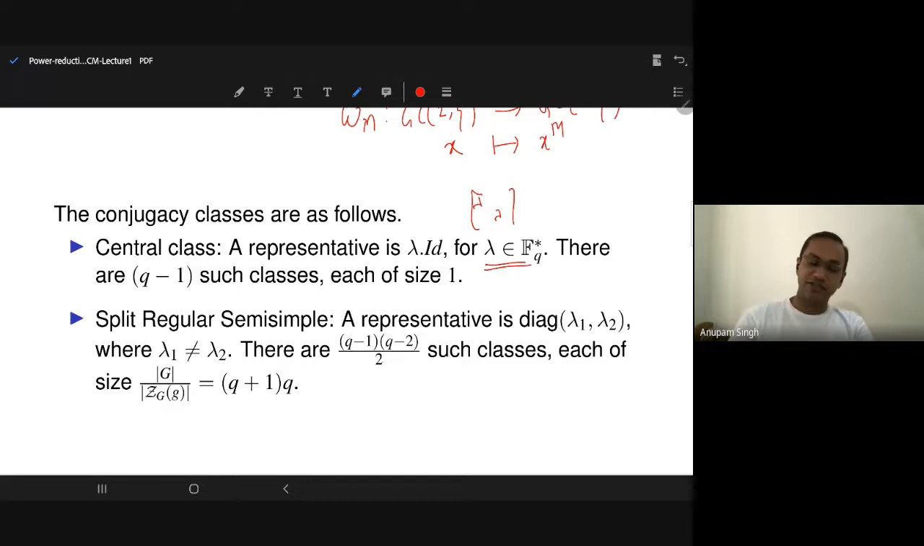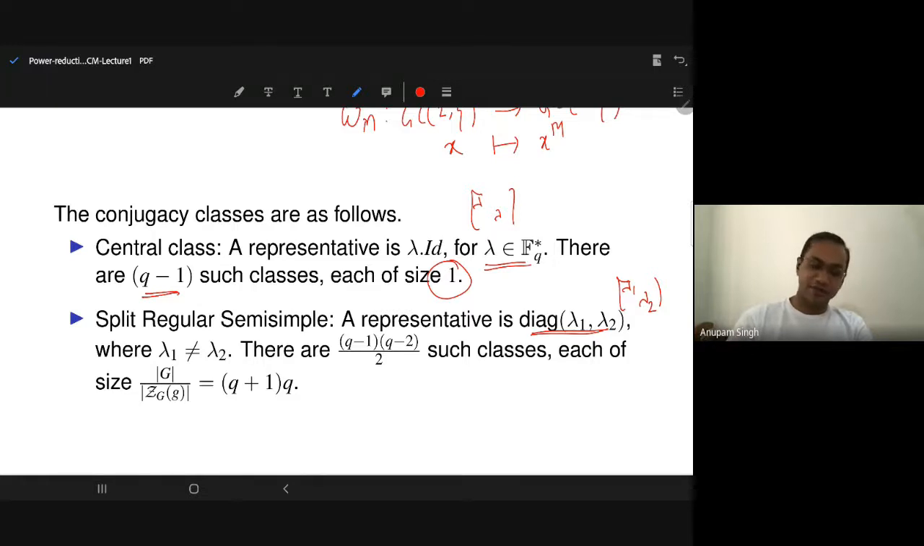And how many such classes are there? As many as non-zero elements, so there are q minus one such classes. What is the size of each class? Because these are in the center, the size is simply one. Then the other kind is the diagonal class where lambda one and lambda two are different, which I call split regular semisimple.